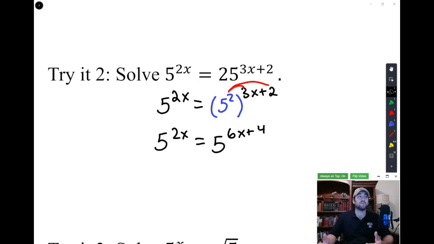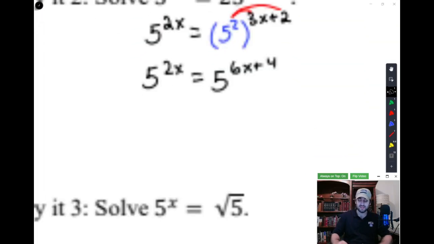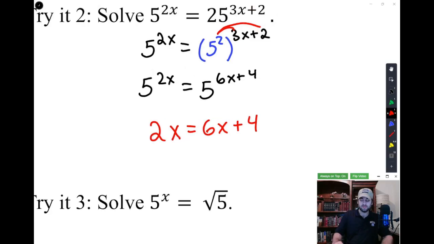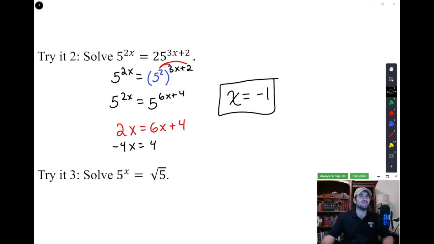And now we can apply the one-to-one property of exponential functions to say those 5's just disappear and we're left with 2x equals 6x plus 4. So if we solve that equation, we subtract the 6x and get negative 4x equals 4, which means that at the end of the day, x equals negative 1. And you notice we're doing a lot fewer steps than we did at the very beginning of the year. As we approach the end of the year, we're moving along through the algebra and just getting to the solutions.